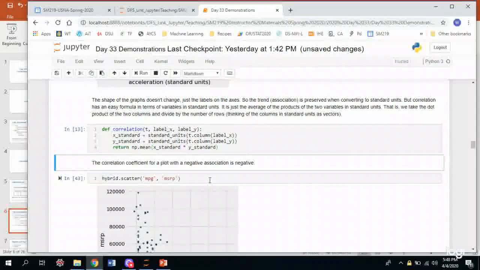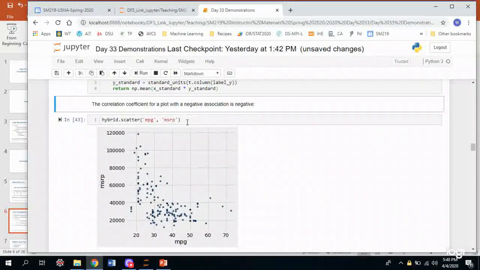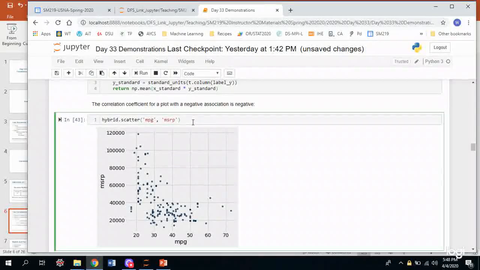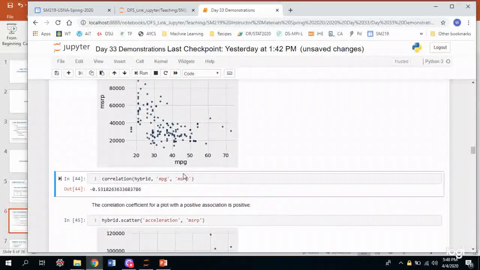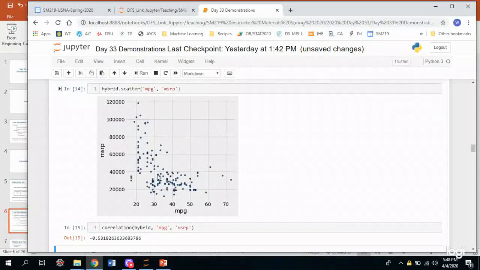And what we can see from the following code is that the correlation coefficient for a plot with negative association, like sticker price versus mileage, we see the negative association here. And when we compute the correlation coefficient, we see that it's also a negative number. It's minus 0.53. It's not that close to 1. This isn't really that close to a linear relationship, but it's definitely a negative association.